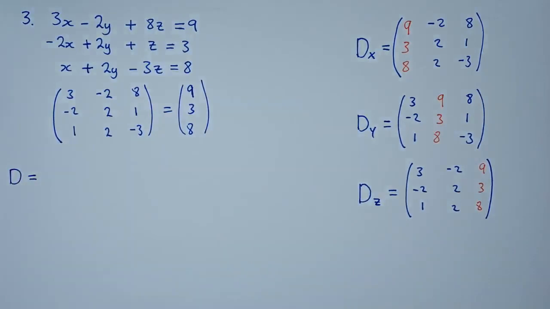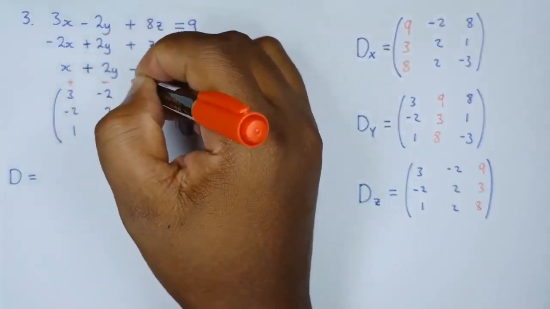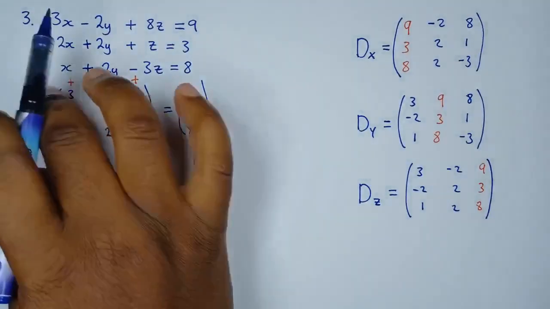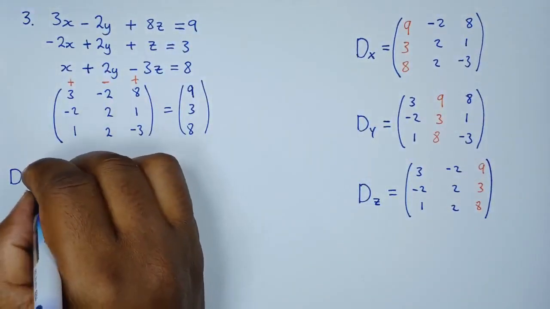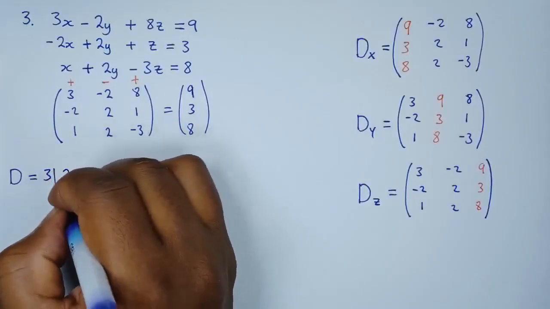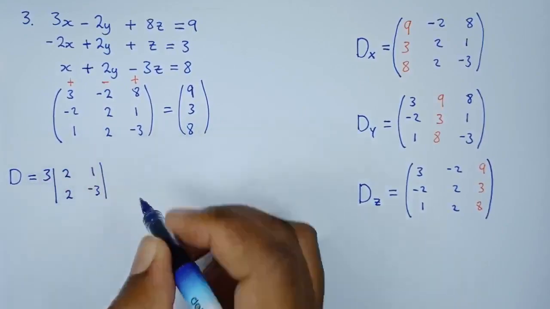So to find the determinant d, like I said, you need to know how to find the determinant of a 3 by 3. So we can set this to be our positive. This is our negative. That is our positive, like that. Then we get the coefficients in the first row. So the first one is a 3. We create a 2 by 2, which will be 2, 2, 1, negative 3, like that.